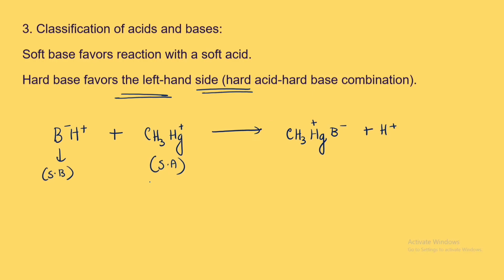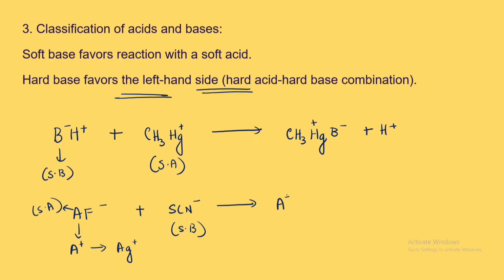So similarly, you can also take other examples. Now we have AF, right? Here A+ can be any soft acid, for example Ag+ or something like that. F- is a hard base, we know that. If it is treated with SCN-, that is the thiocyanate ion, which is a soft base, then as I already told, A is a soft acid. So you are going to get ASCN, that is, if you're taking Ag+, you get AgSCN. Along with that, F- is removed, right?